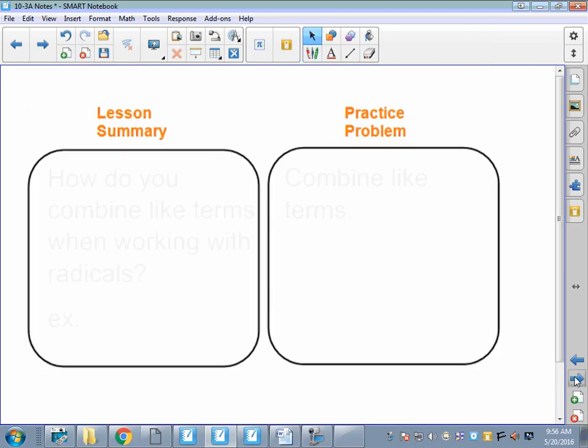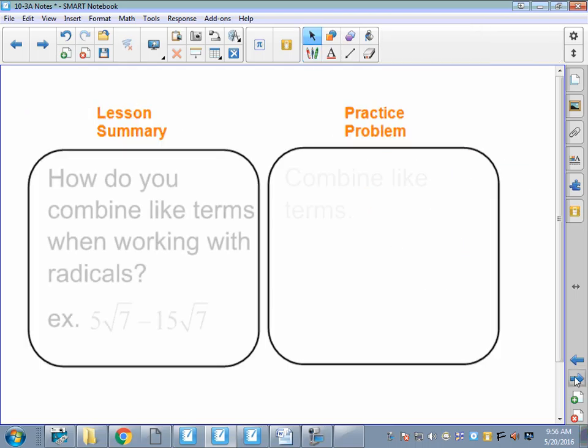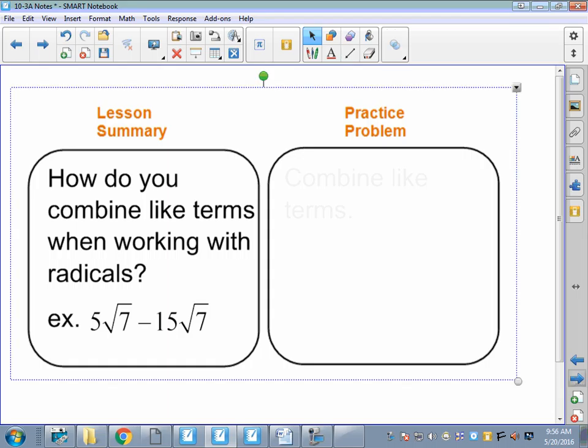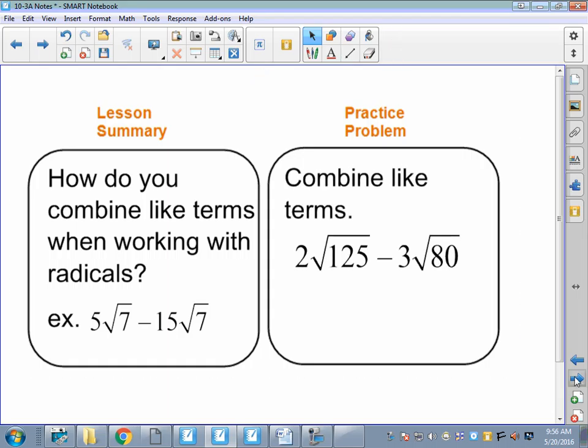So, unless you want me to talk some more, I'm going to ask you, how do you combine like terms when you're working with radicals? For example, 5 square roots of 7 minus 15 square roots of 7. Explain to me in words. What do you do? And practice problem. Oh, there we go. Do that problem. I would try 25 for the first one when you break it down, and probably a 16 for the second one.